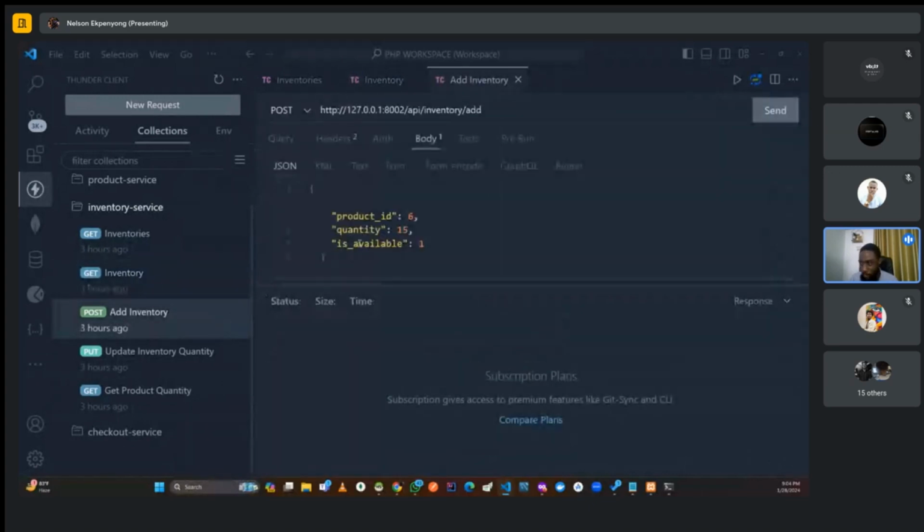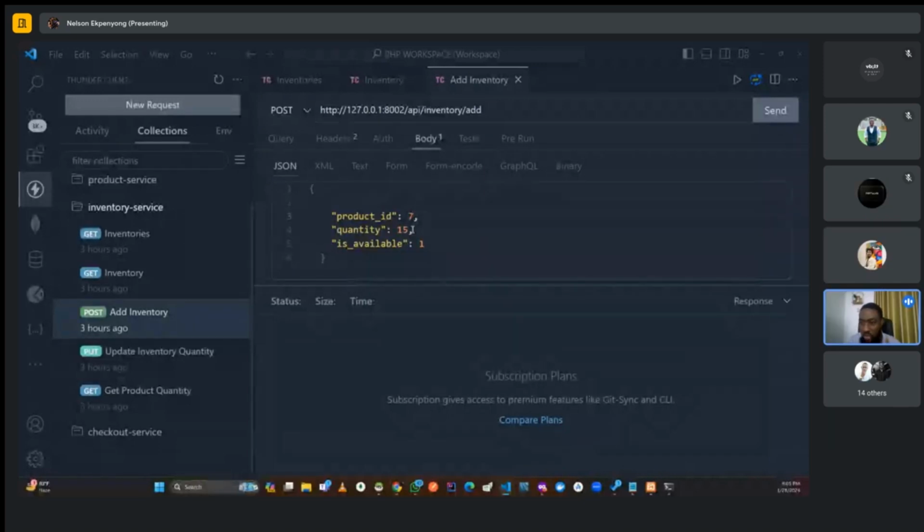Let's go and add an inventory. This is the meat of this class, right? We want to demonstrate how services make internal HTTP calls to other services. Now, what was our product ID? Who remembers? 7 and 8. We have 7 and 8.